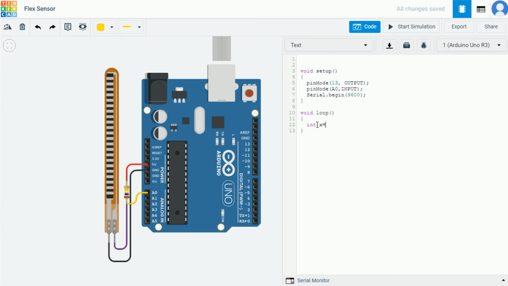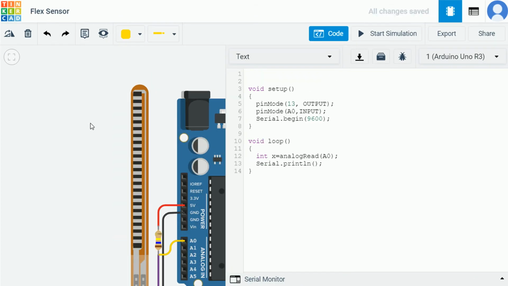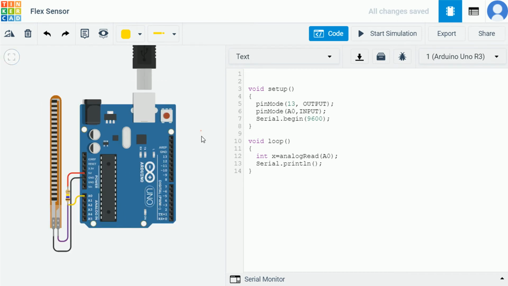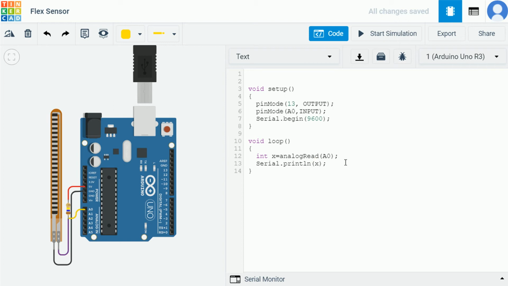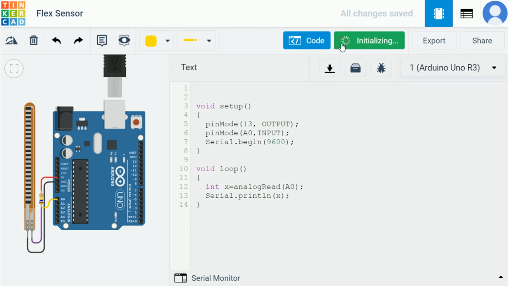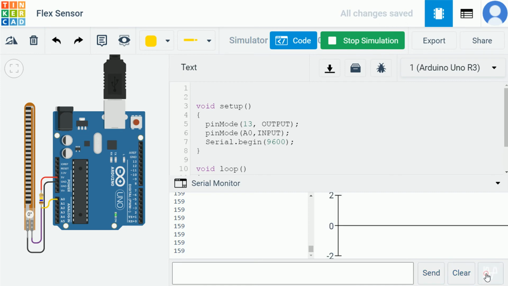Let's take a variable x, which will store the analog read input value from pin A0. We will print this value serially on monitor. Let's run and check. The analog input is being printed on the monitor, and same is plotted on right-hand side. 159 is the displayed value when the sensor is straight.